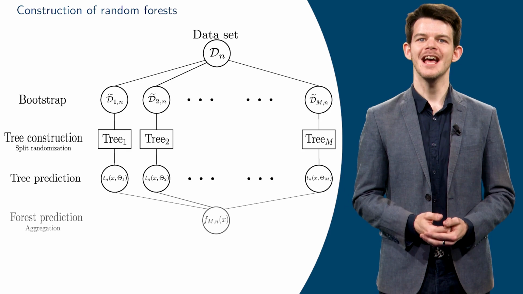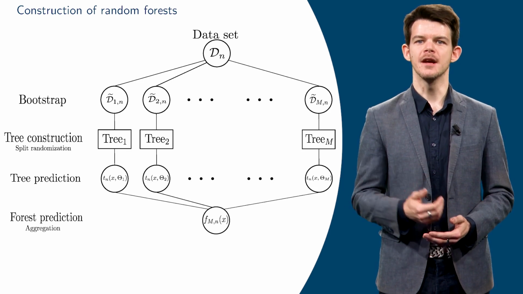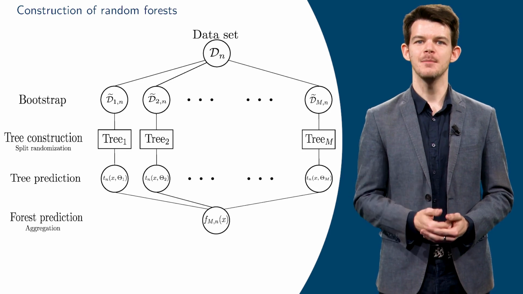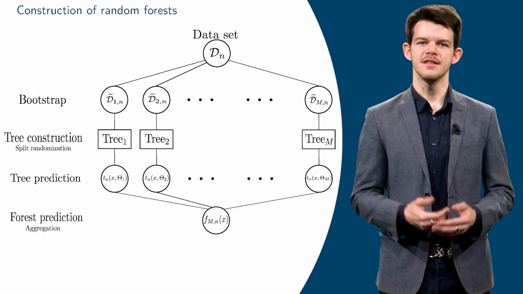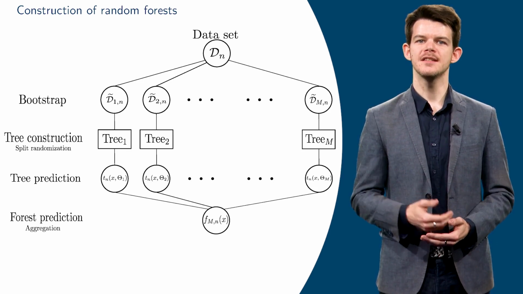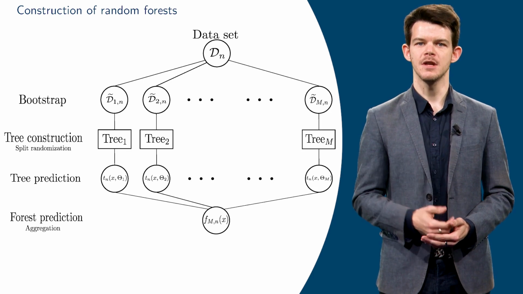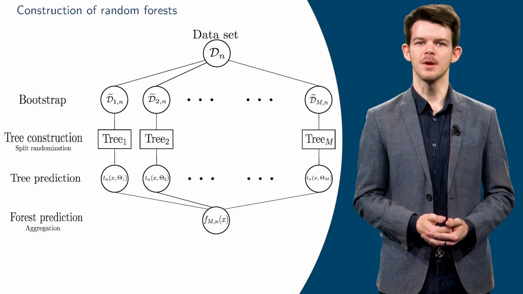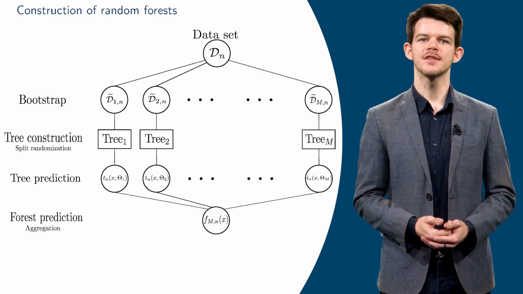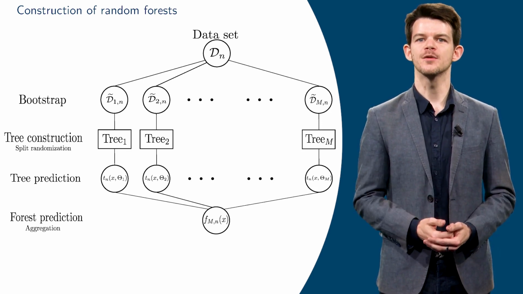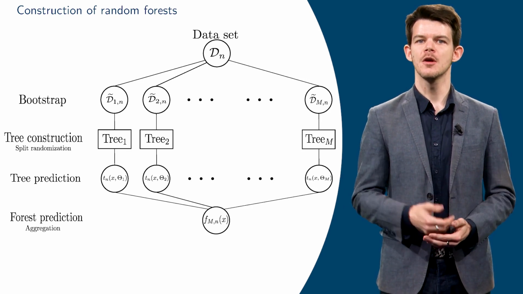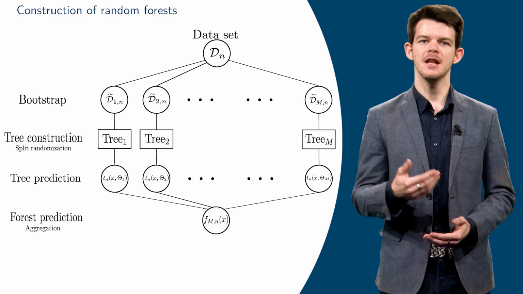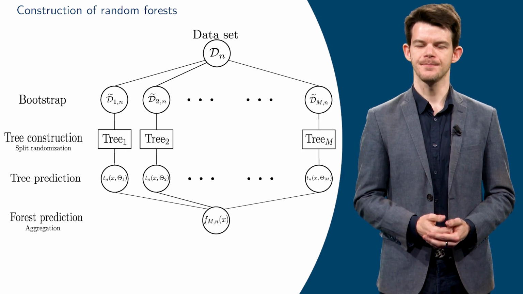We thus obtain m predictions, which we can then aggregate to obtain the prediction of the random forest, noted f_{m,n}(x). The aggregation of the tree predictions is simply the average of the predictions in a regression problem or the majority vote in a classification problem. Here is the process of building a random forest, composed of the steps of bootstrapping, building fully developed trees involving randomization of the cuts, and aggregating the predictions.